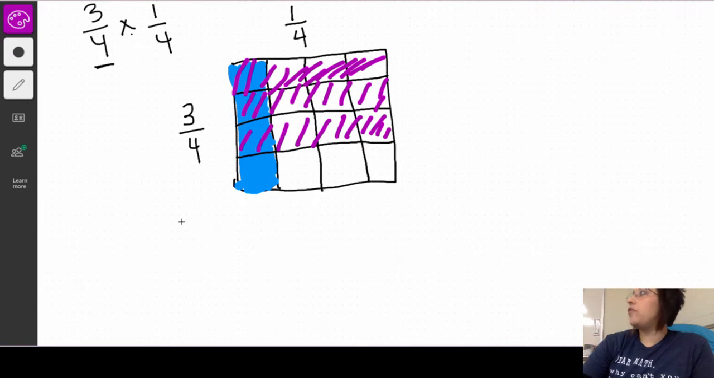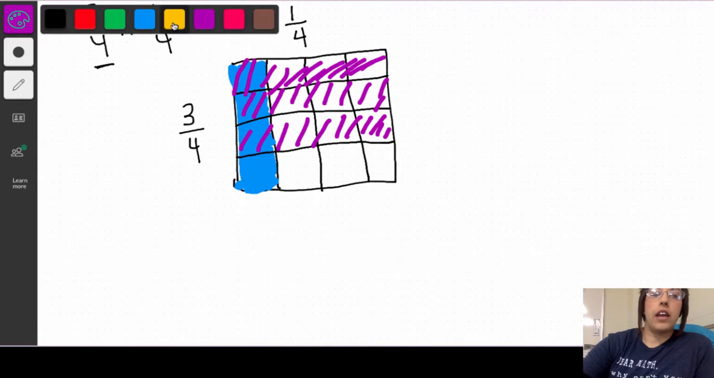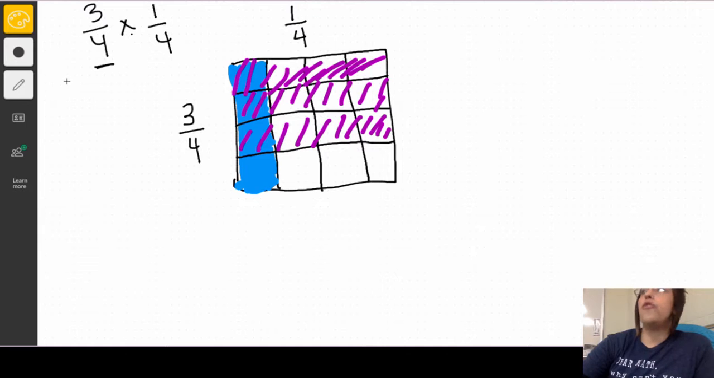Now when I'm looking for my answer, we look at the overlap of these two colors. So we're going to outline. You've got a pencil that you can make a dark line around this section where I have both the teal and the purple colors. This would be the section that I'm talking about for my multiplication problem.